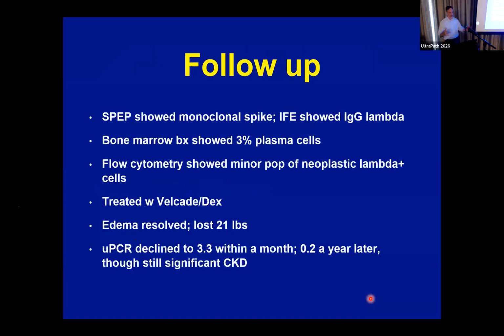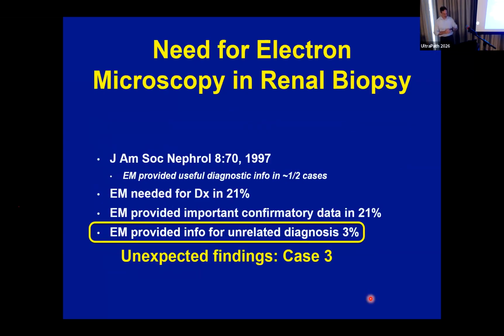Now this guy, they worked him up, and his SPEP did show a monoclonal spike. They did immunofixation, and IgG lambda showed up, which is what we saw in the biopsy. His bone marrow showed about 3% clonal plasma cells, and flow cytometry showed this minor population. So they treated him also with Velcade and Dex. His edema resolved; he had lost 21 pounds very quickly. His urine protein to creatinine ratio declined to 3.3 within about a month, and a year later it's 0.2, although he's had some significant CKD, but much improved. Okay, so let's get down to the last case, and this is where we have some unexpected findings.